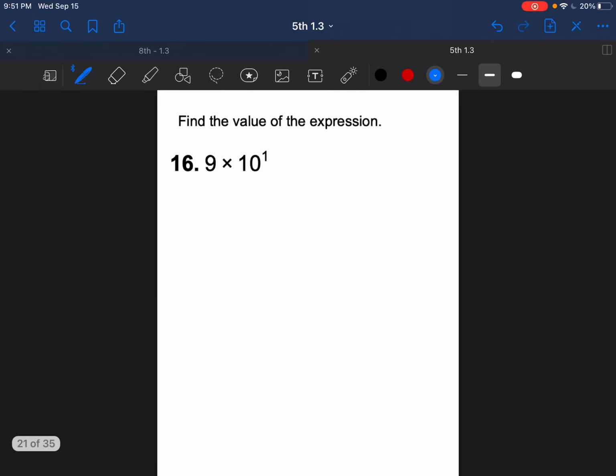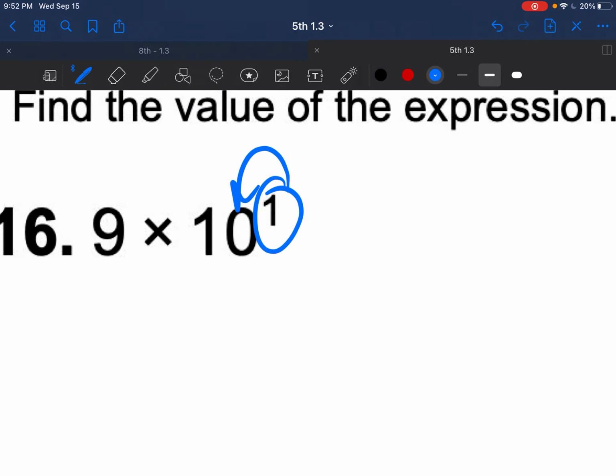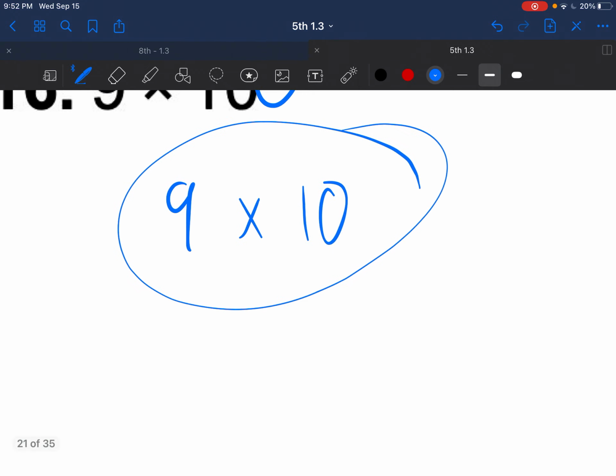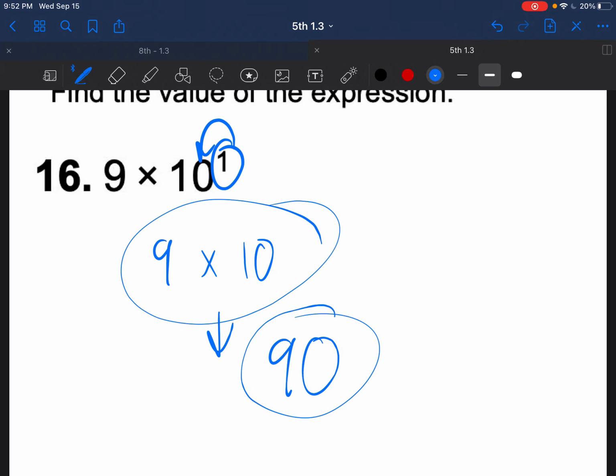Let's try another one. 9 times 10 to the first power. Well, that one is telling me how many 10s do I have, ladies and gentlemen? I have 1 of them. So it should be 9 times 10, which is going to give you what? 9 times 10 is 90. Good job. That was number 16. Let's move on to question number 17.